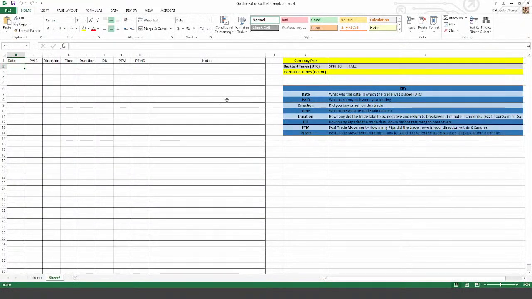So what do we talk about? Date: the date that it happened, the pair, the direction, long or short, buy or sell, the time. Let's just say 10, and this is going to be whatever time it is on your green chart 2, because we used to use UTC. Now it's just whatever time it is on green chart 2, because green chart 2 makes the adjustment for whatever time it is for you.